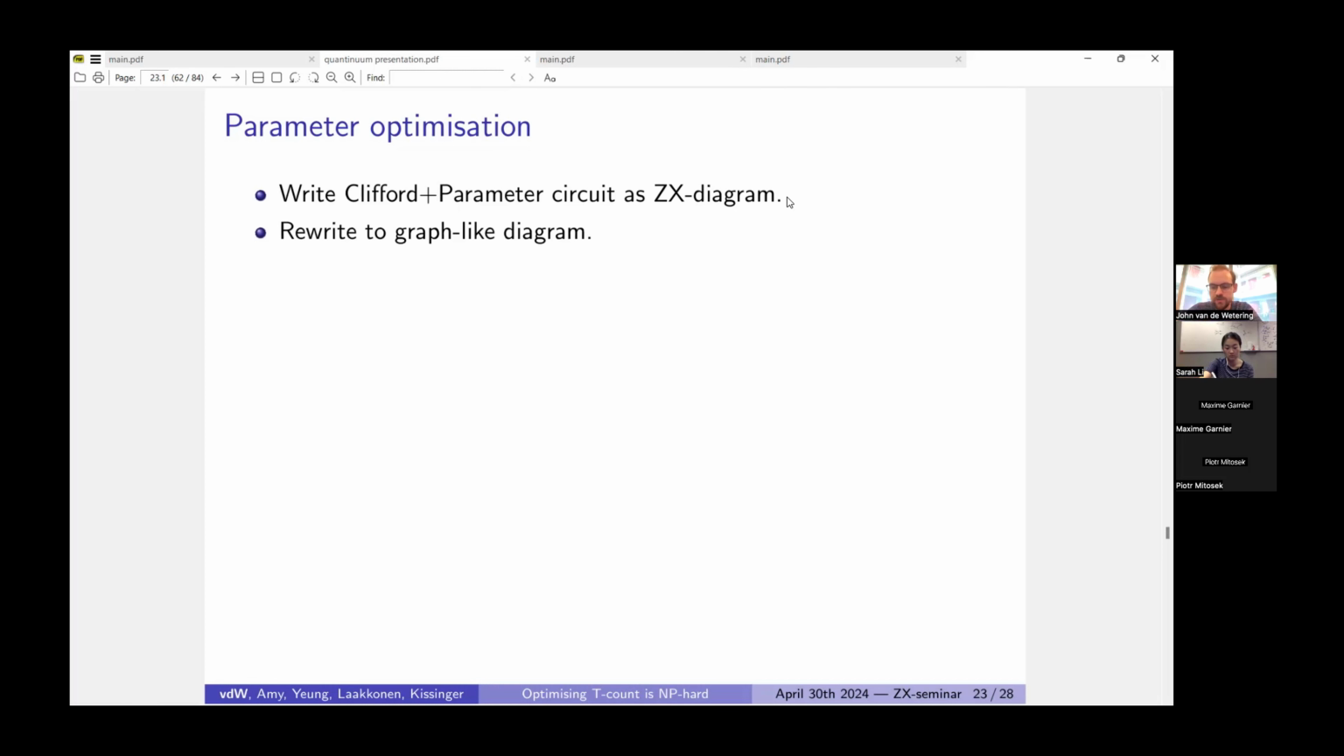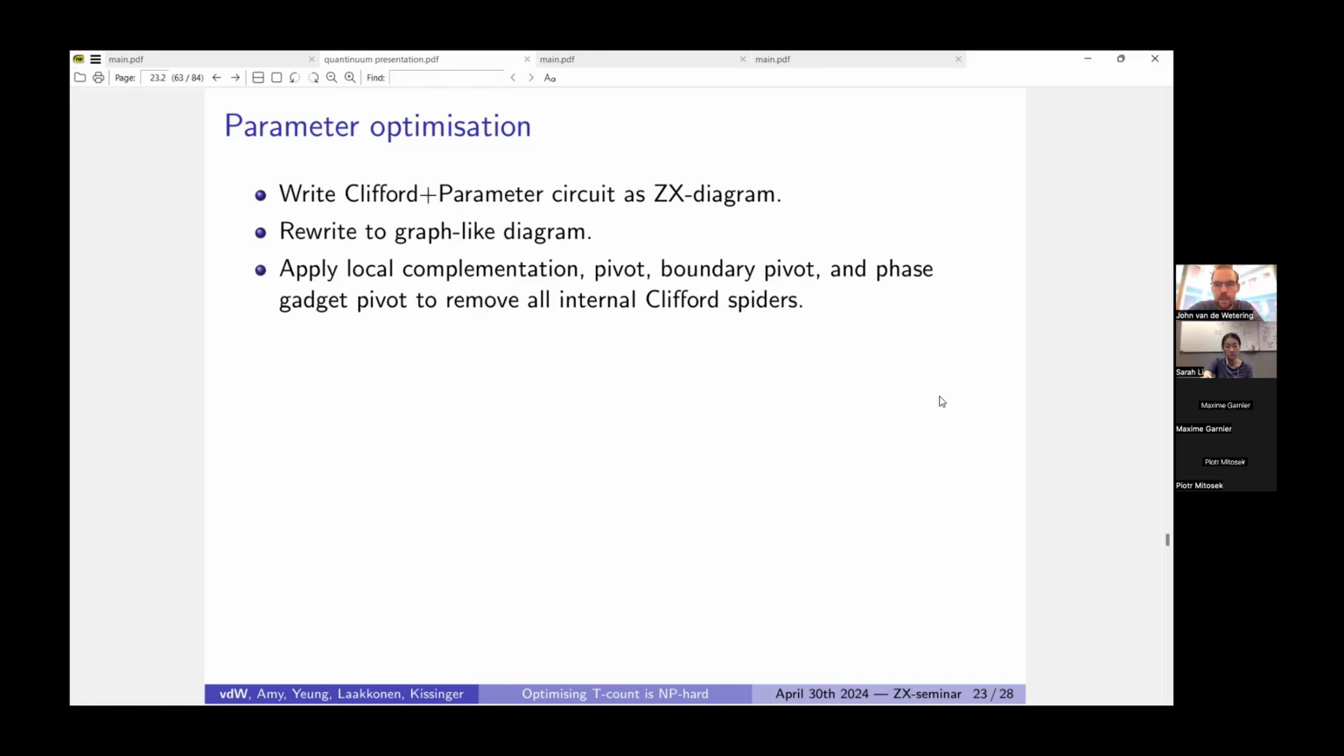So this is a form of ZX diagrams that is used often when you're doing optimization because it's more amenable to automated rewriting. Then we apply a suite of operations that remove spiders from our diagram. These are local complementation, pivoting, boundary pivoting, and phase gadget pivoting. So these are variations on the pivots. And what this accomplishes is it removes all the internal Clifford spiders from the diagram.